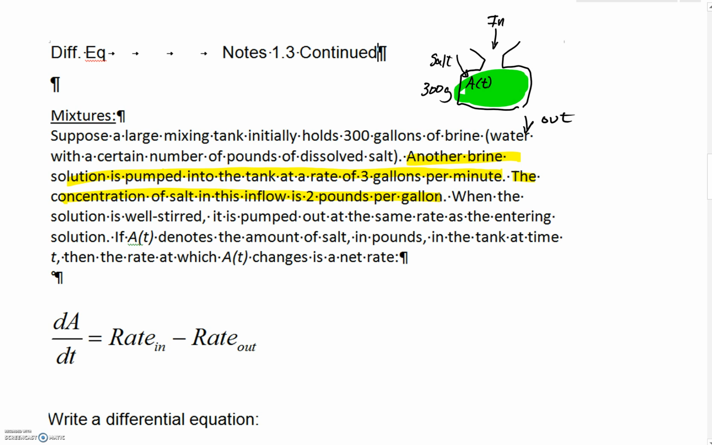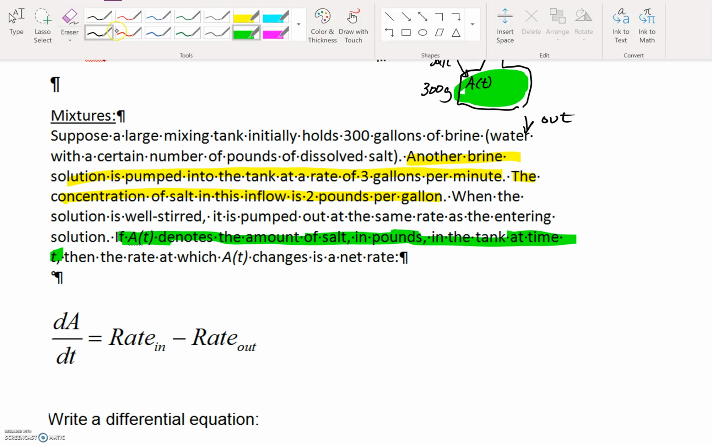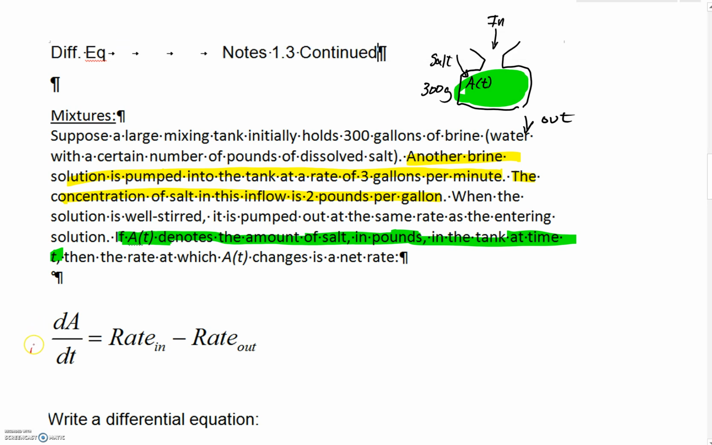When the solution is well stirred, it is pumped out at the same rate as entering, so it's going to be 3 gallons per minute. If A of t, and this is so critical right here, if A of t denotes the amount of salt in pounds in the tank at time t, then the rate at which A of t changes is a net rate. So this is the critical point that we have right here.